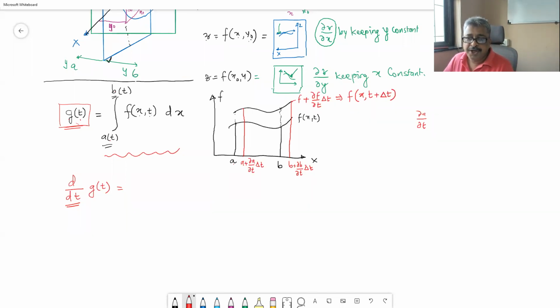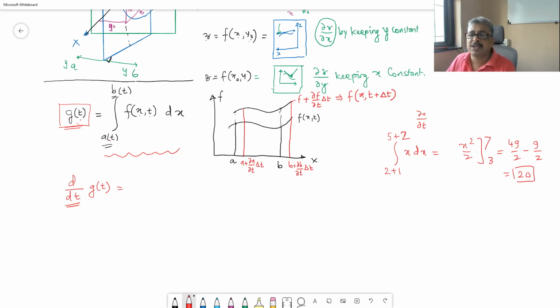One more preparation here. Integral 3 to 7 of x dx. What is the definite integral of x dx between 3 and 7? That is what I am asking you. And what is the answer? x square by 2 evaluated between 7 and 3: 49 by 2 minus 9 by 2. So the answer is 20. Correct?